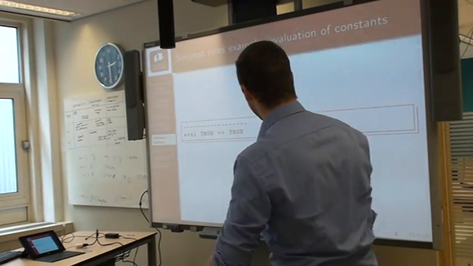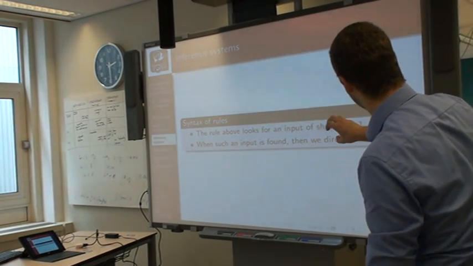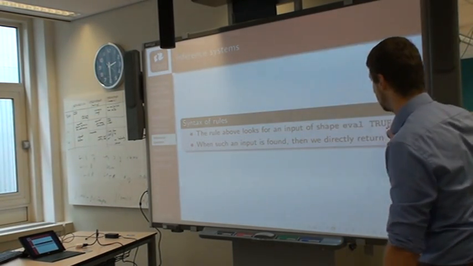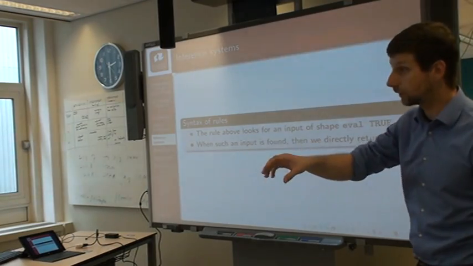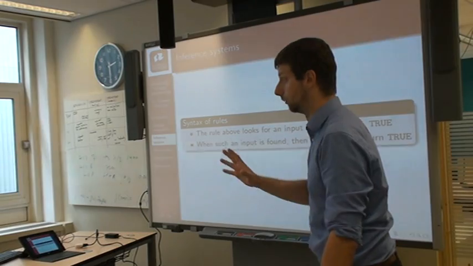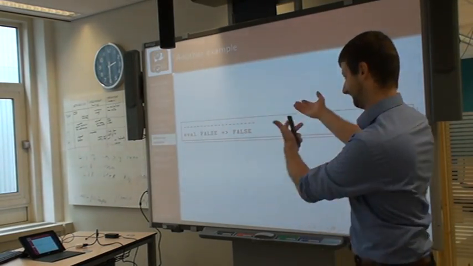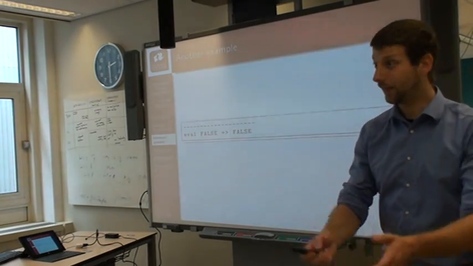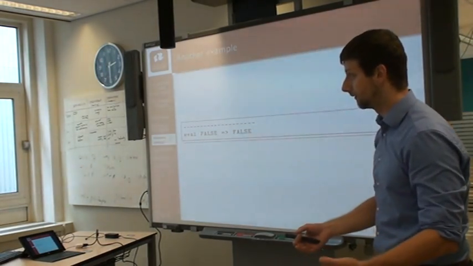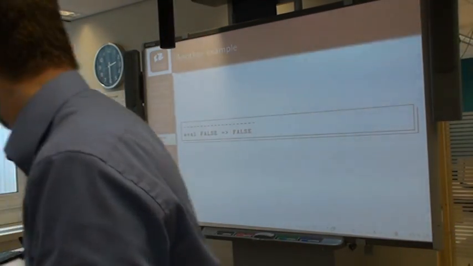Okay. Now, the rule that we just saw looks for an input of shape eval true, and the moment this input is found, we immediately, directly return true. Now, its sister, we find eval false. What do we give back? Do we need to do anything? No, just give back false. We just give false back, right?